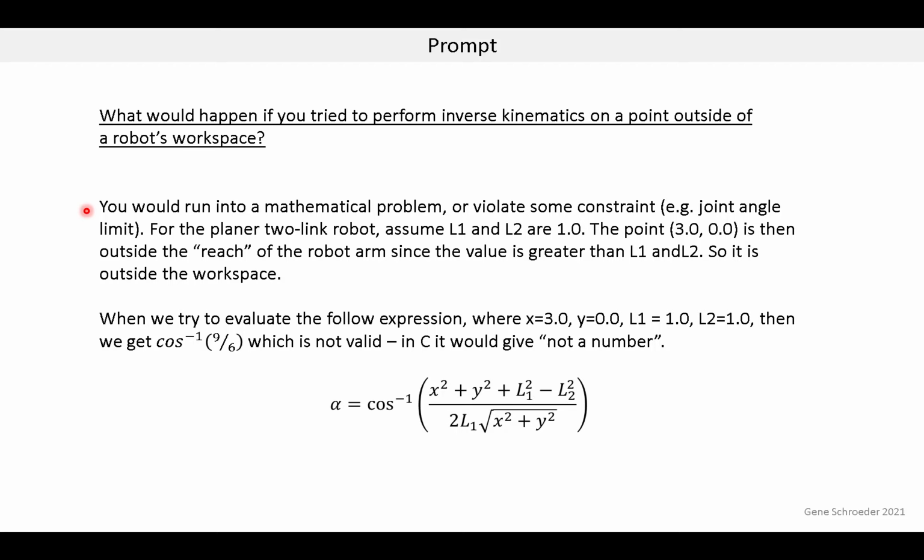For the planar two-link robot, let's assume L1 and L2 are 1. These are the lengths of the two links in the arm. In that case, the point x equals 3, y equals 0 is outside the reach of the robot arm, since that value 3 is greater than L1 plus L2. So this is definitely outside the workspace. If you remember the inverse kinematics for that robot arm, you have to evaluate this inverse cosine term. If we plug in these values, we get inverse cosine of 9/6, and 9/6 is greater than 1. You can't take an inverse cosine of a value greater than 1. It's not valid. In C, by the way, if you try to take the inverse cosine of that value, you'll get a value called not a number.